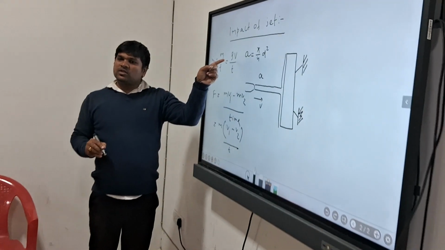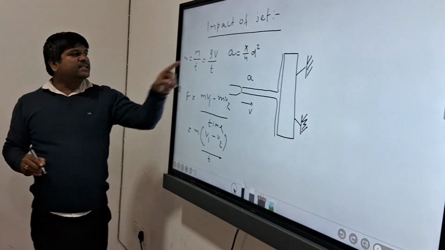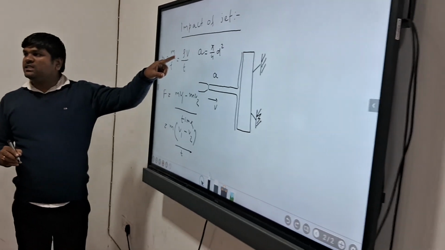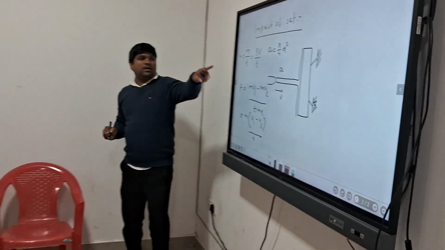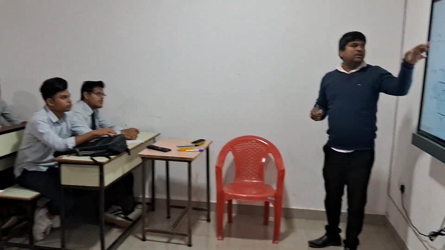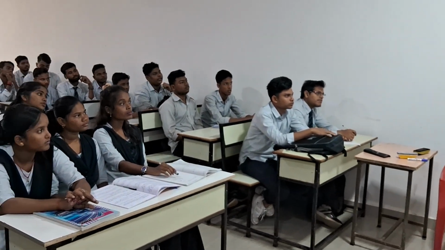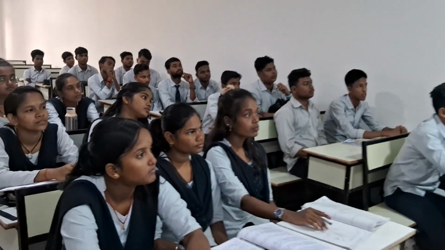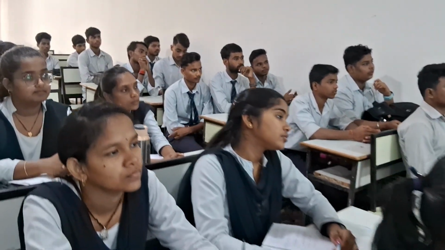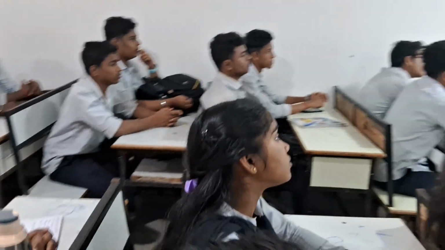So density is constant for a liquid. Density is constant. So V by t. What is V by t? No, this is not velocity. This is volume. Mass is density into volume. So volume by time, that is discharge, flow rate. Volume by time.